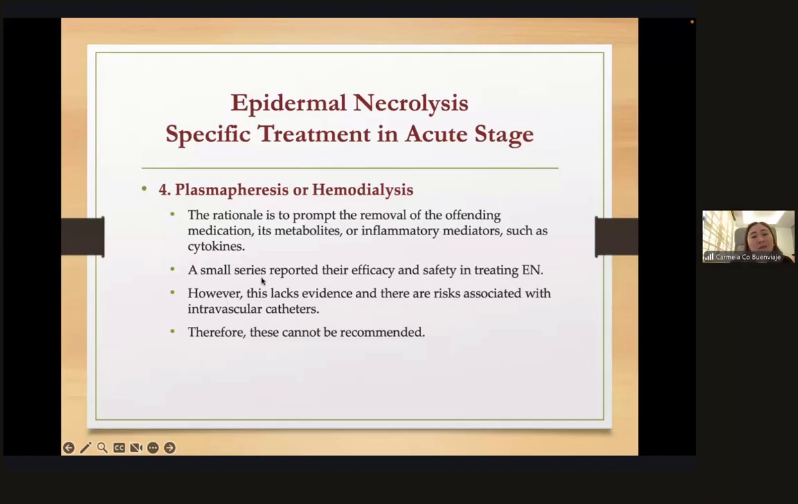Okay, next would be plasmapheresis or hemodialysis. So the rationale is to prompt the removal of the offending medication, its metabolites, or inflammatory mediators such as cytokines. So a small series reported their efficacy and safety in treating EN. However, this lacks evidence and there are risks associated with intravascular catheters. Therefore, plasmapheresis or hemodialysis is also not recommended.